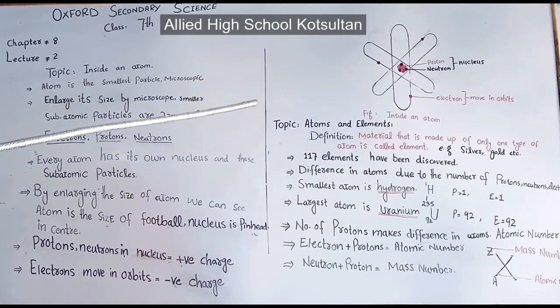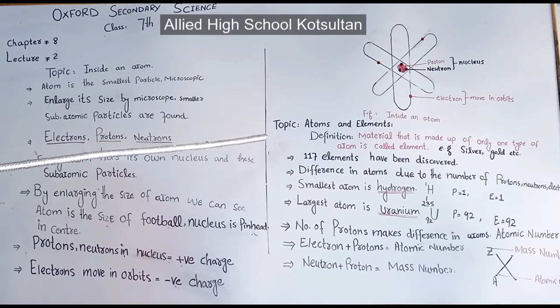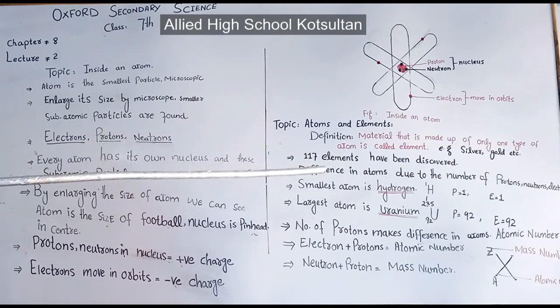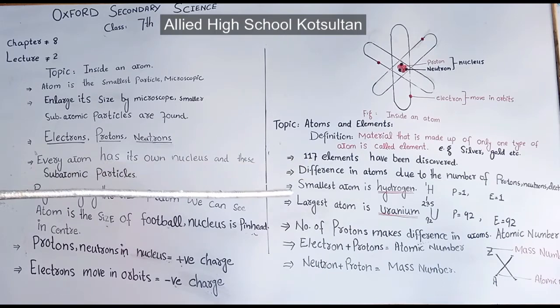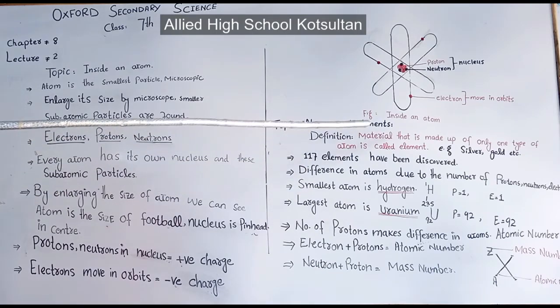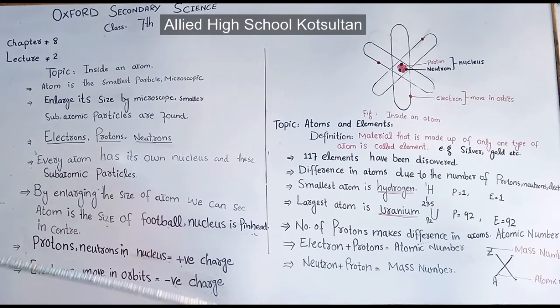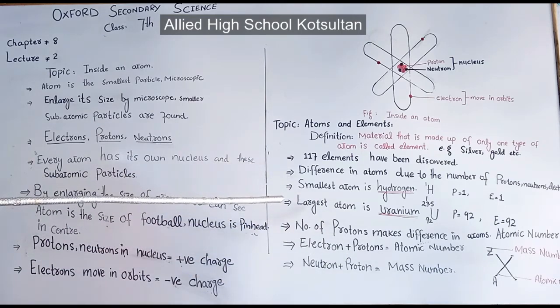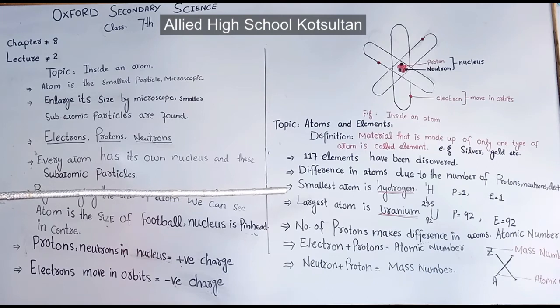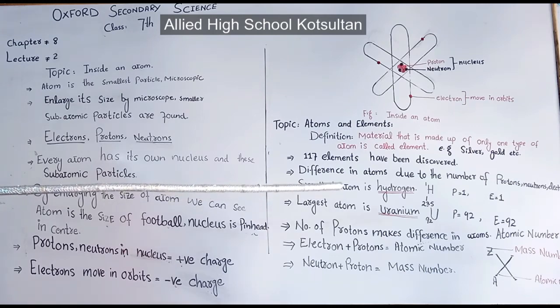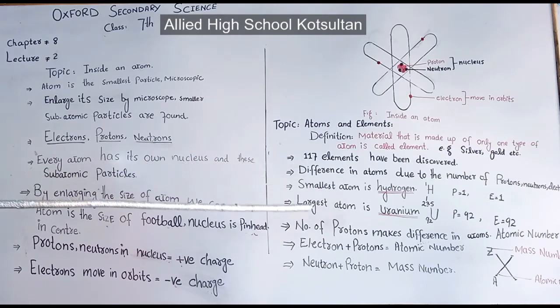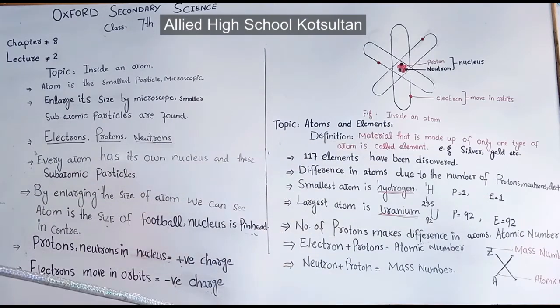First of all you have to be aware of what elements are. A material which consists of only one type of atom is called an element. Gold is an element because it consists of only one type of atom, which is gold, and silver is another which consists only of silver. We can say silver and gold are elements. Why are they elements? Because they consist of only one type of atom. Now 117 elements have been discovered.